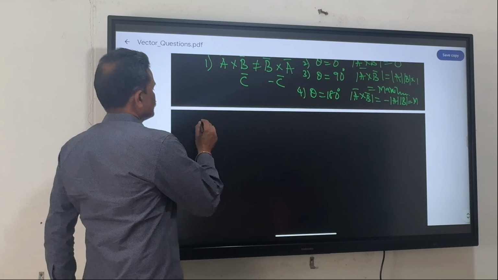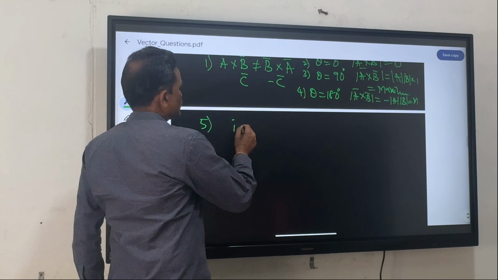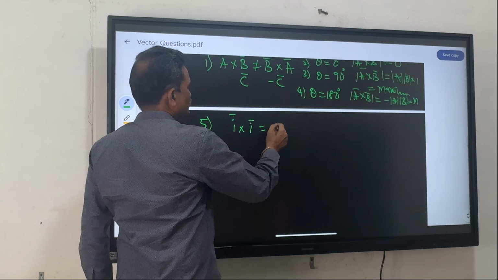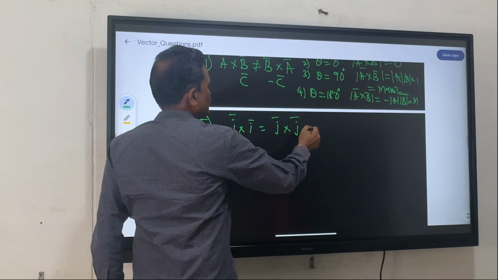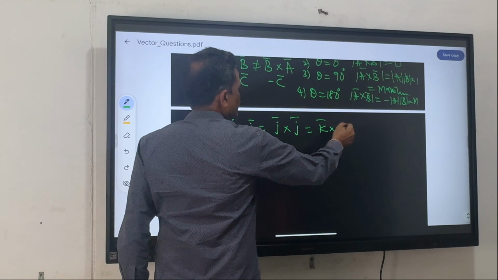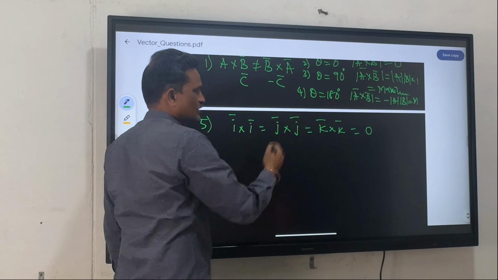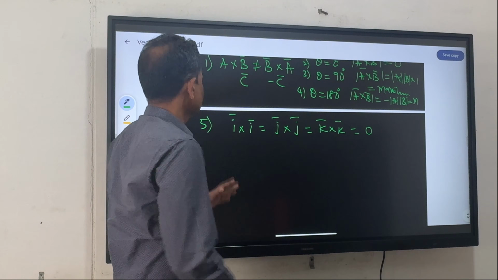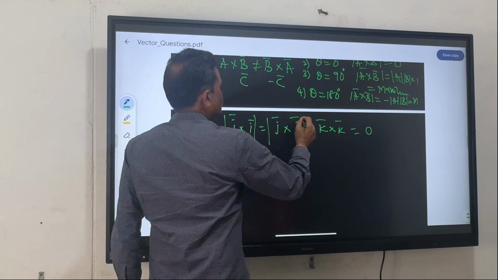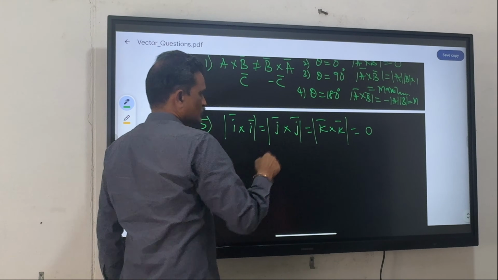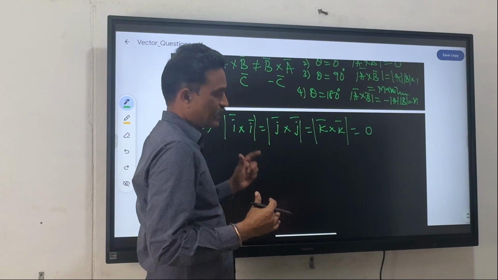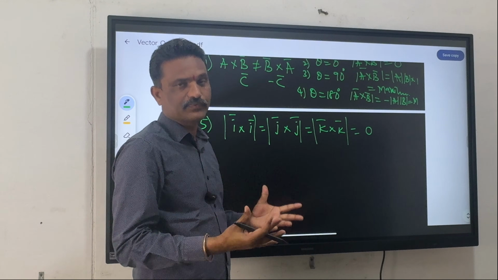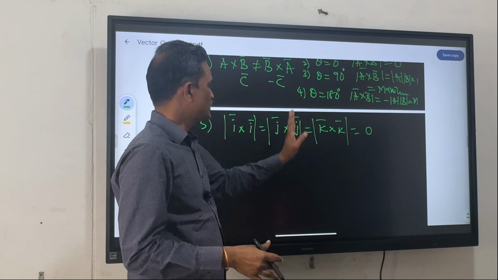If you want, you can write more also. For example, I cross I is equal to J cross J is equal to K cross K is equal to 0 because theta is 0. The magnitude of the cross product of the same vector with the same vector will become 0.